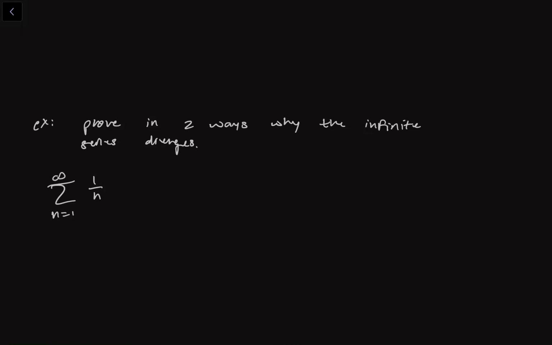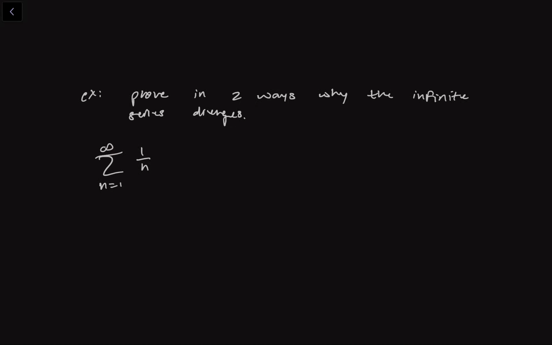Proven 2 ways why the infinite series diverges. There's 2 ways to do this. One, we can just see that this is a divergent p-series, right? You could say that this is n to the 1. And remember what we said from the last video, the sum from 1 to infinity of 1 over n to the p will diverge if p is less than or equal to 1. And since this is equal to 1, it must diverge by the p-series test.